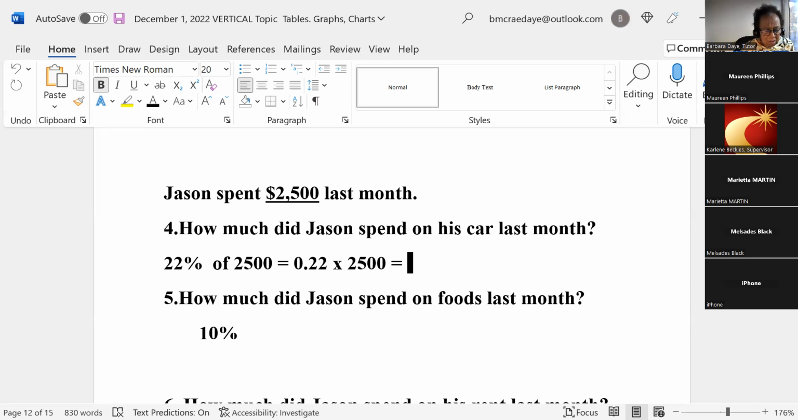0.22 multiplied by 2,500. Yeah. And what do you get? Enter. 550. 550. That's not what you said. So that is correct. Mercedes, you get 550? Yes, miss, that's correct.